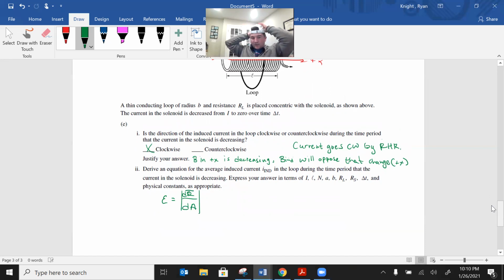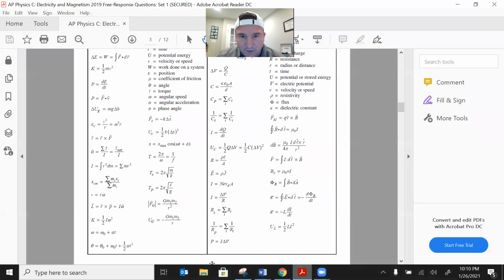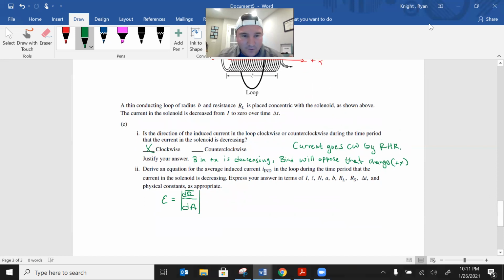What's that? That's Faraday's law, right? So Faraday's law tells us change in flux over change in area. I think, did I get that right? Faraday's law, EMF right here, change in flux over change in time. All right, good. I messed it up. See, there we go. That's why we have equation sheets.